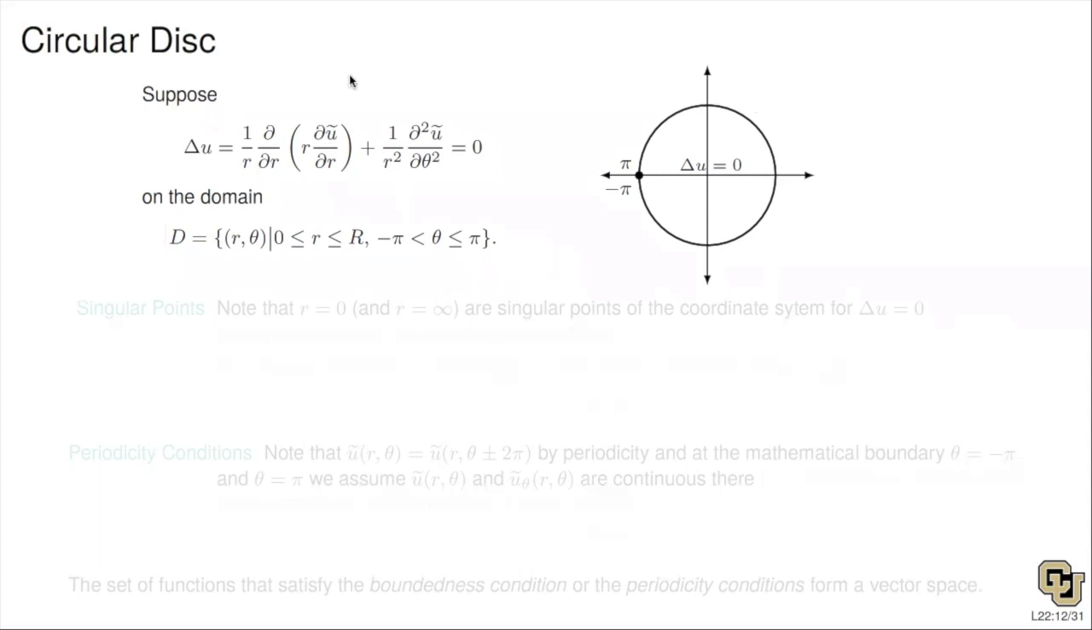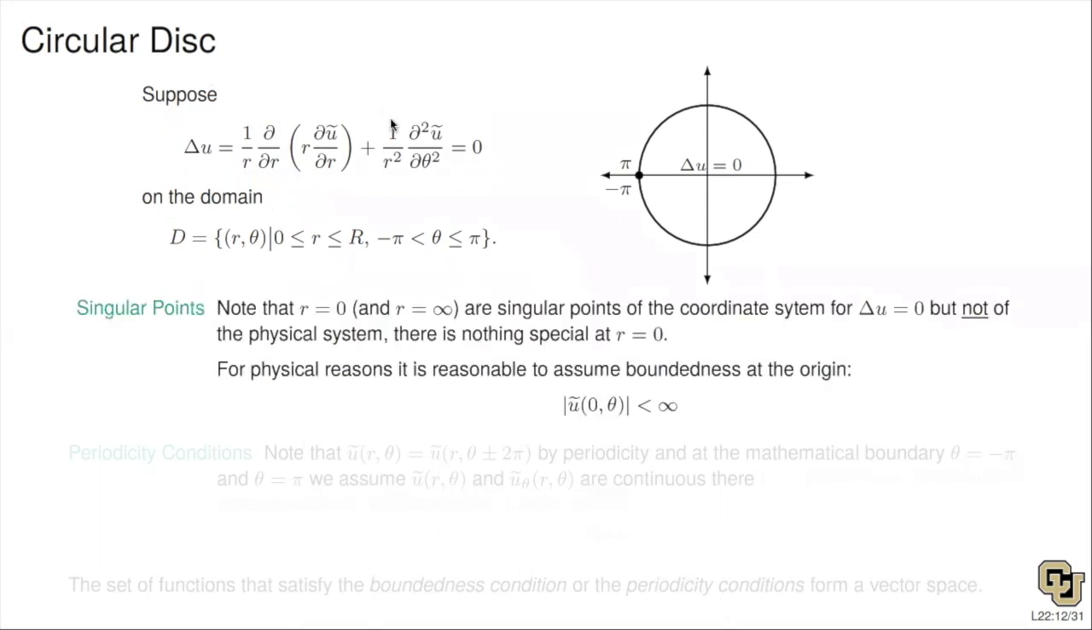Because of the polar form, which I won't go over, we have an r in the denominator as well as an r in the numerator. That creates certain mathematical issues. As you know, we don't like to divide by 0. Here, in this circular disk domain, 0 is included, so we need to make some caveats to handle that. What we do is make the assumption that our solution has to be bounded at 0.